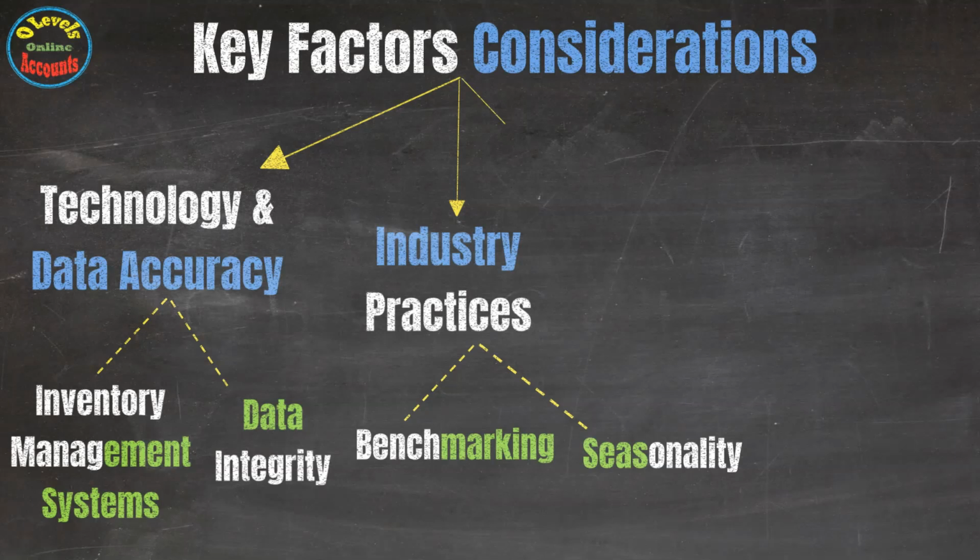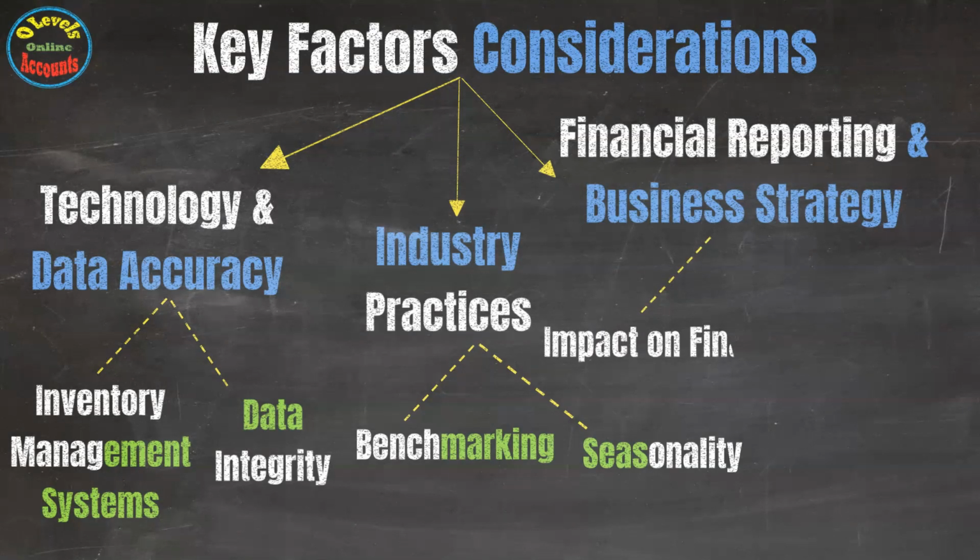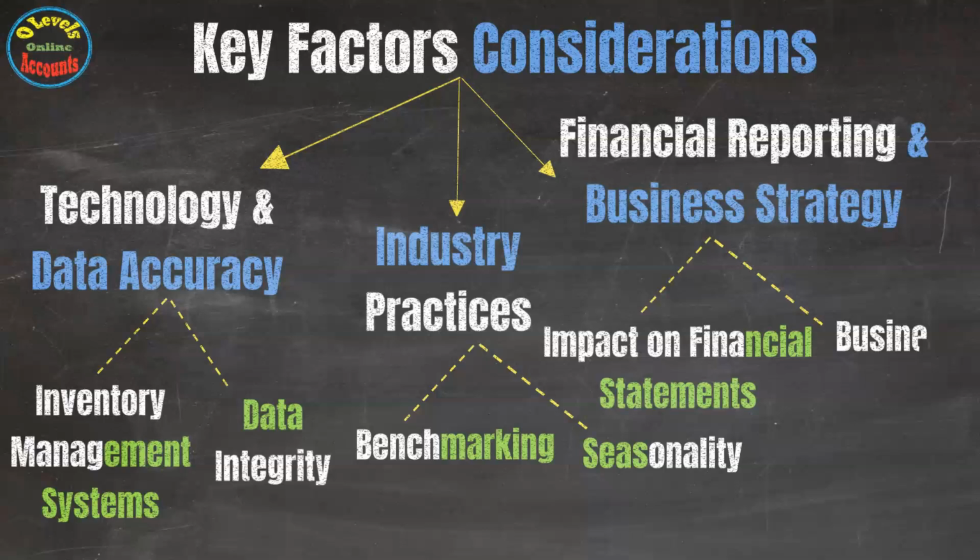The last but not least factor is financial reporting and business strategy. In this factor, we have two subpoints. The first one is impact on financial statements. The inventory valuation method chosen directly affects the balance sheet, income statement, and cash flow. The second subpoint is business goals. Align inventory valuation methods with broader business strategies, such as cost minimization, profit maximization, or liquidity management. These are the factors we would consider during the inventory valuation process.